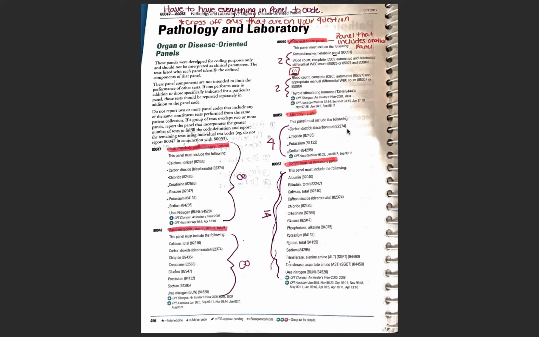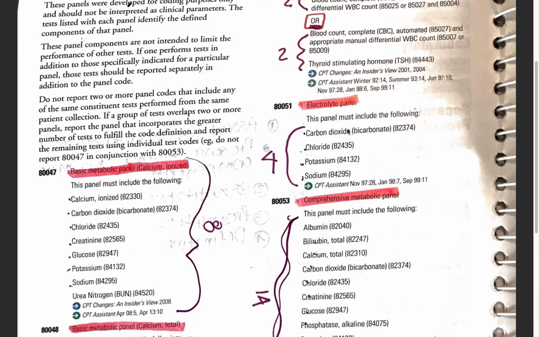This is my panel page in my CPT book. I bracketed each panel and put the number of tests in that panel. Let's look at an example of 80047. 80047 is the basic metabolic panel, calcium ionized. This panel must include the following: calcium ionized 82330, carbon dioxide 82374, chloride 82435, creatinine 82565, glucose 82947, potassium 84132, sodium 84295, and urea nitrogen 84520. You must have all of those to use this code.